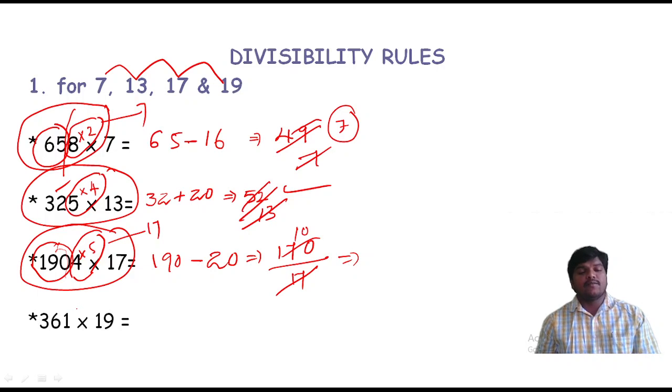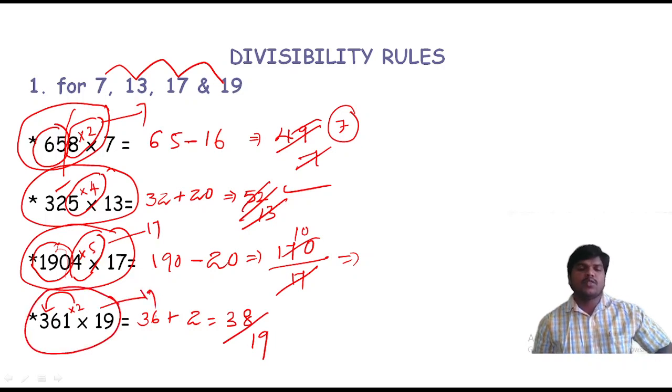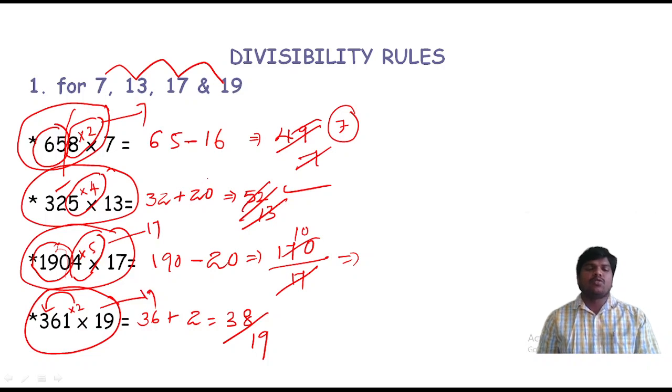And for 19, multiply the last digit by 2 and add the result to the 36. 36 plus 1 2s are 2. 36 plus 2 is equal to 38. This 38 is exactly divisible by 19. Then the whole number is also divisible by 19. So these are the divisibility rules for 7, 13, 17 and 19.